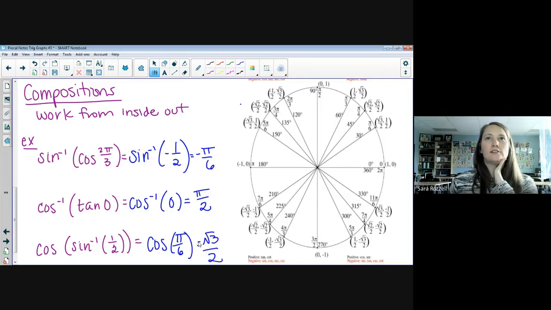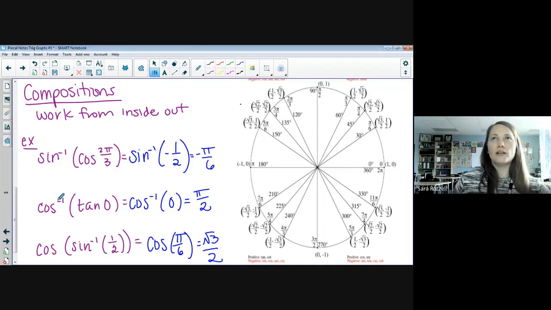Did you get it? Okay. So complete the task on the inside and then apply the outside operation to whatever that answer was. So those are the ones that you work with the unit circle. There are some that are not on the unit circle, and for those, we have to use a triangle and the Pythagorean theorem.